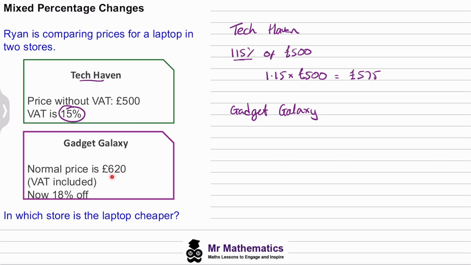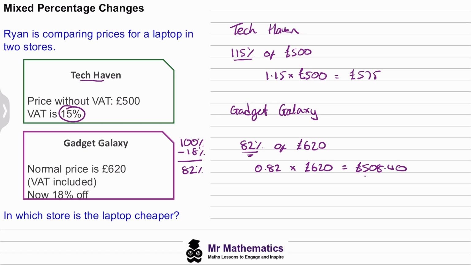For Gadget Galaxy, we've got the normal price of £620, but we're taking 18% off. So if we take away 18% of the original 100, we're going to get 82%. So we want this percentage of the normal price. We can convert this to a decimal, so we get 0.82 multiplied by 620, and this will give us a price of £508.40. Okay? So we can say that Gadget Galaxy represents the better value.